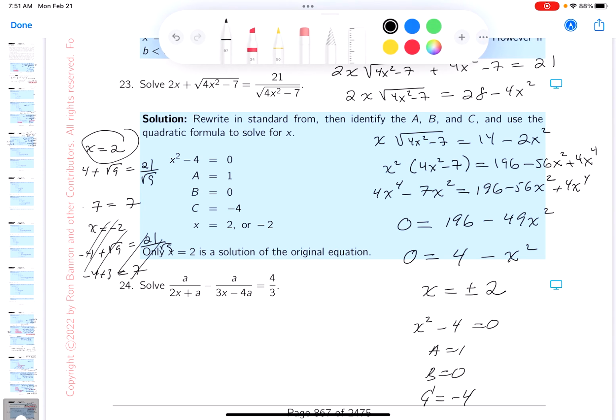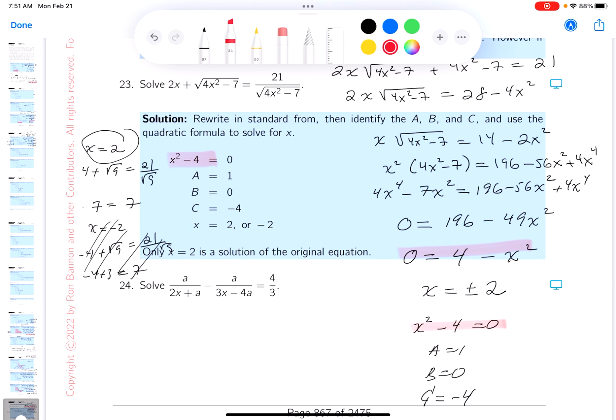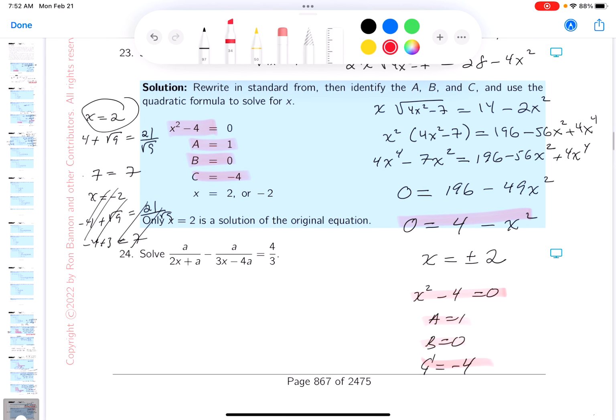Let's look at the key. And again, I want to point out in the key, you know, we got our quadratic. It's written over here or over here. Either one's fine. A is 1, B is 0, C is minus 4. And I went on to say that, let me get my eraser out, get rid of this garbage work over here. I went on to say that only 2 is a solution to the problem. How did I know that? By checking. Thank you.